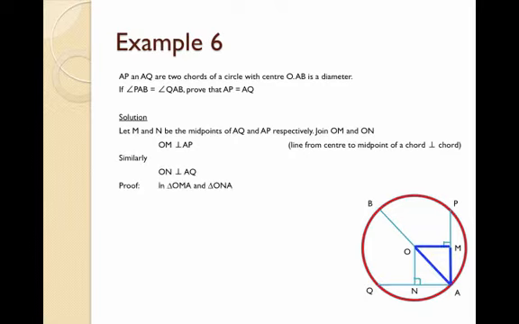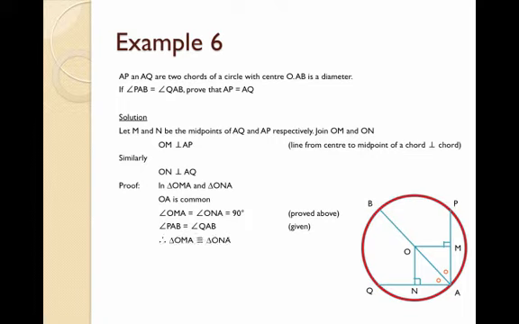Here's the proof. In triangle OMA and triangle ONA, OA is common, angle OMA is equal to angle ONA, which is equal to 90 degrees, as we've proved above, and angle PAB will be equal to angle QAB, which is given in the question. Therefore, triangle OMA is congruent to triangle ONA because of angle side. This means that AM equals AN because corresponding sides in congruent triangles are equal.